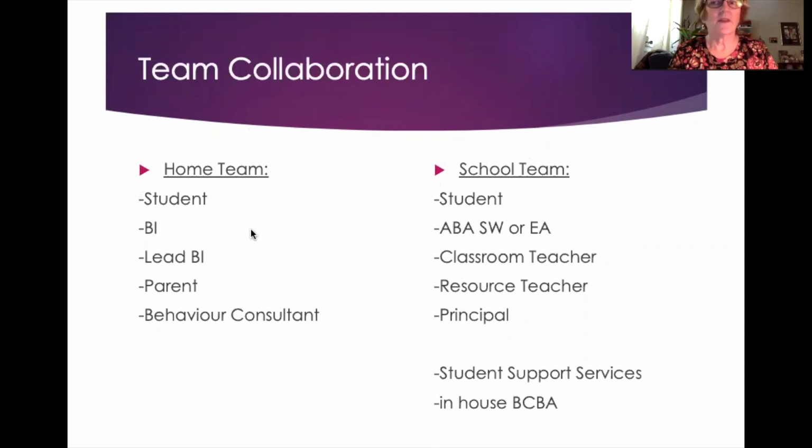On the home team, if you're running a home team, you would have your students, your behavior interventionists, maybe several of them, a lead behavior interventionist, the parent behavior consultant. And on the school team, you've got the student, same student, the ABA support worker in Surrey School District. We have specifically trained ABA support workers, or the educational assistant, the classroom teacher, resource teacher, principal, and then student support services, which is usually the administration overseeing special education in the entire school district.